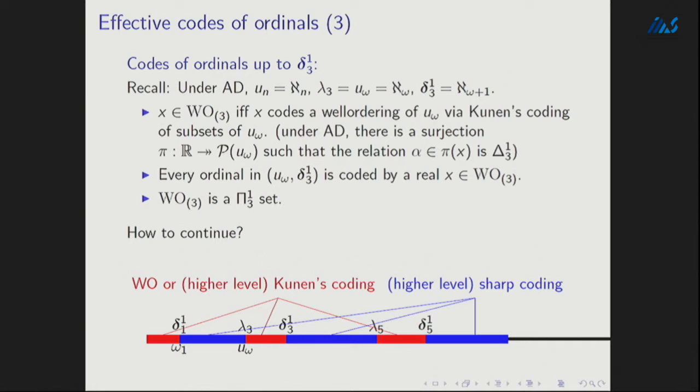And there is a periodicity of order 2. So in this blue interval, between ω_1 and ℵ_ω, we just introduced the sharp codes for ordinals in this interval. And this pattern will also repeat itself between δ^1_3 and λ_5. So the coding will look exactly like the sharp codes for ordinals below ℵ_ω. And this is what I call the higher level sharp coding. And so this periodicity of order 2 will propagate all the way through the projective hierarchy.